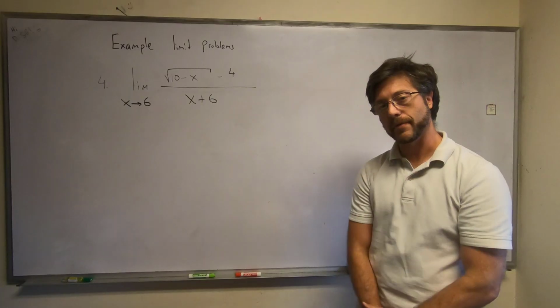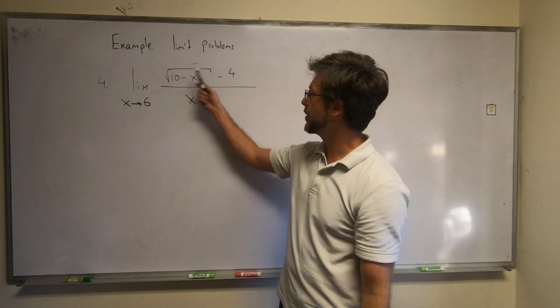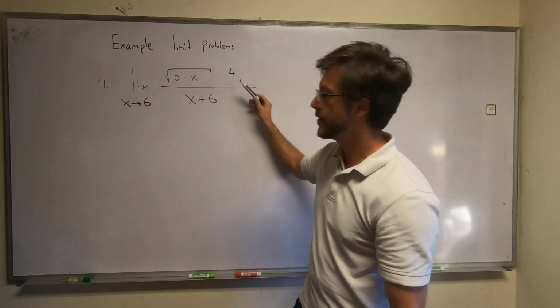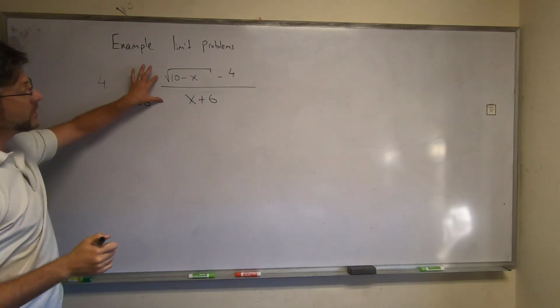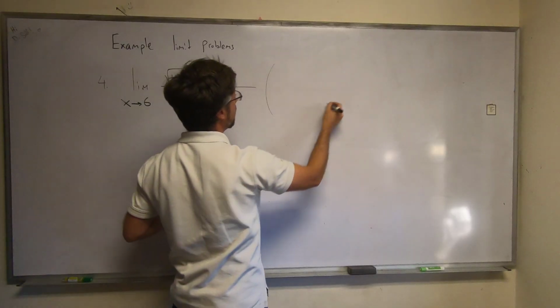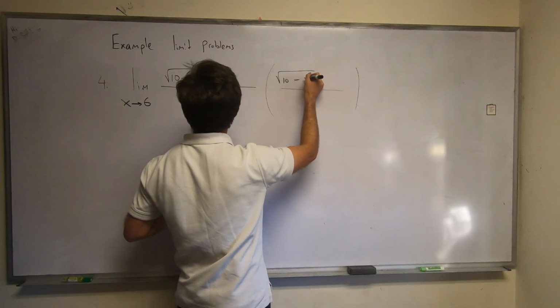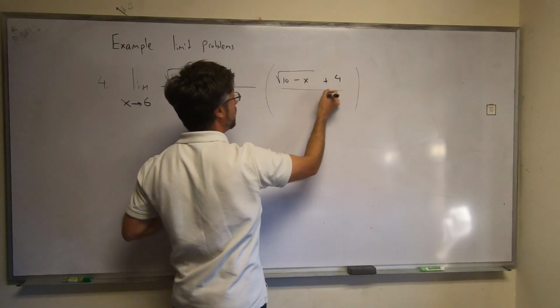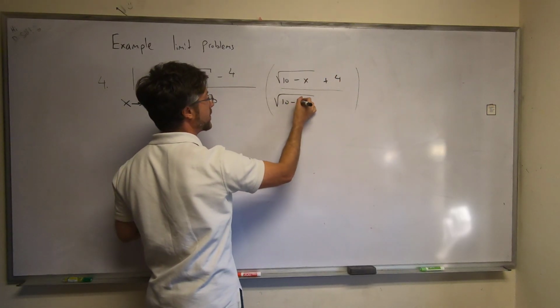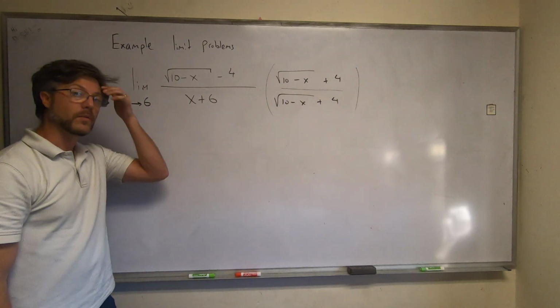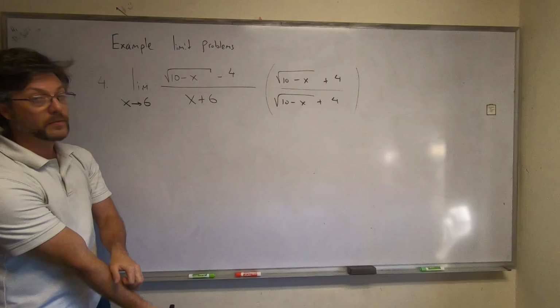All right, so problem number 4. Again, we see a return of this form of a square root minus 4. And you might be tempted to try the same trick as we did in the previous problem. And the setup would be something like this, except this problem is different than the one before. Do you see what it is?